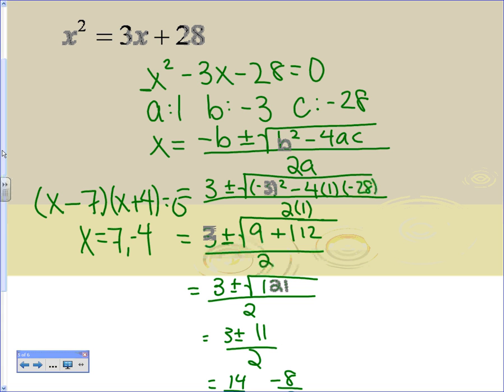Where did you plug in? What multiplies give you negative 28 and adds give you negative 3? X minus 7, x plus 4, and then x equals 7 or negative 4. Yes.